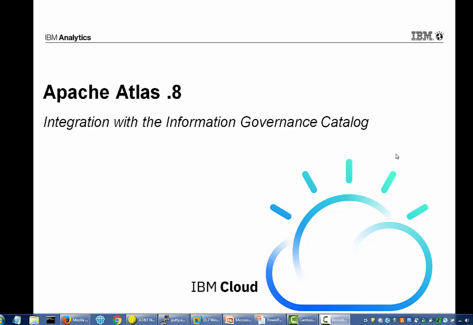Thank you for joining me on this quick tour of the integration between the InfoSphere Information Governance Catalog, also known as IGC, and Apache Atlas Release 0.8. Apache Atlas is the evolving open source standard for governance and metadata management for Hadoop.